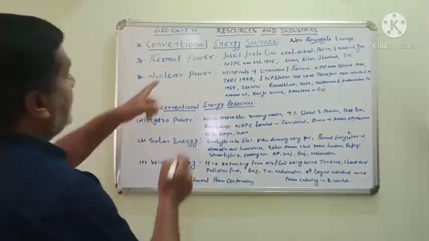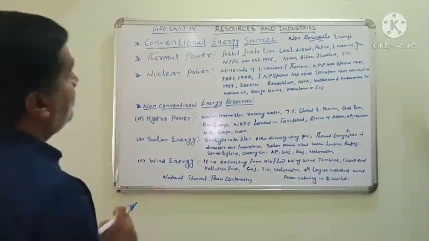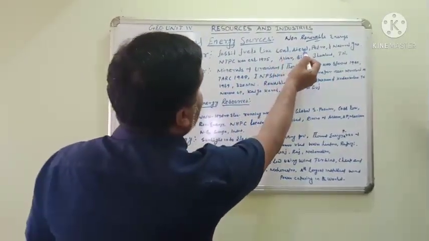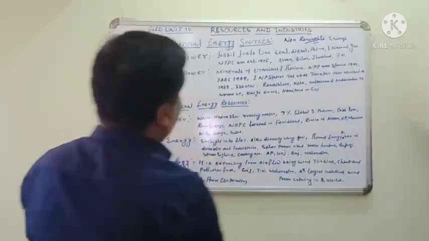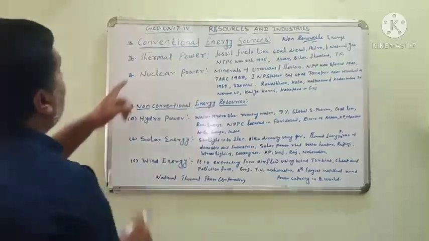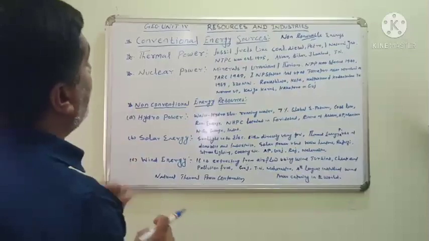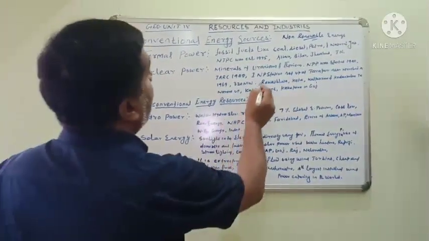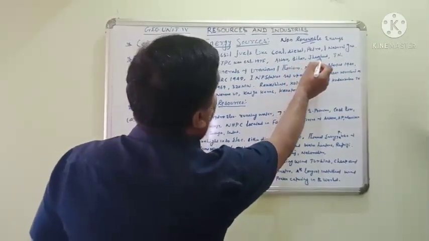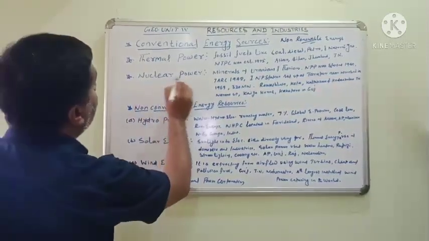Yes, listen here students. Thermal power uses fossil fuels like coal, diesel, petroleum and natural gas. The National Thermal Power Corporation was established in 1975. The thermal power production mostly in our country is in Assam, Bihar, Jharkhand and Tamil Nadu. Next one, nuclear power.